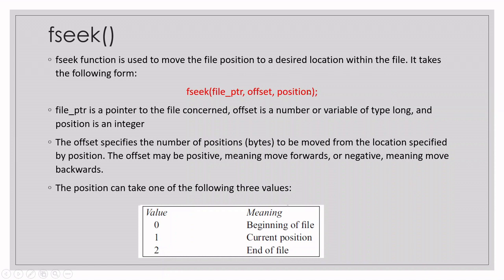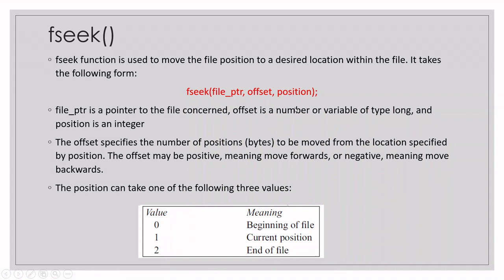In all the other cases, the only input argument was fp. But in the fseek syntax, in addition to the file pointer, you have two more arguments: one is offset and the other is position. Offset means how much to move, and position means from where. Position has three options.